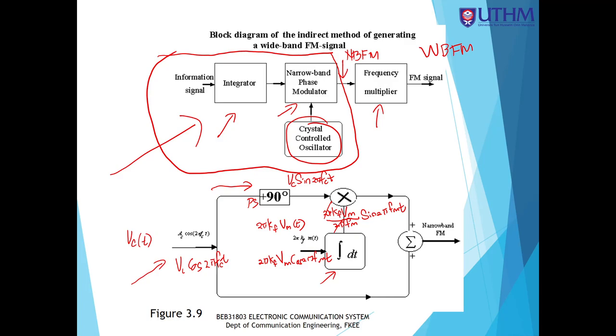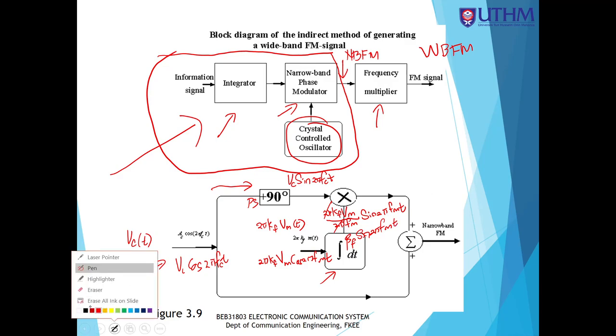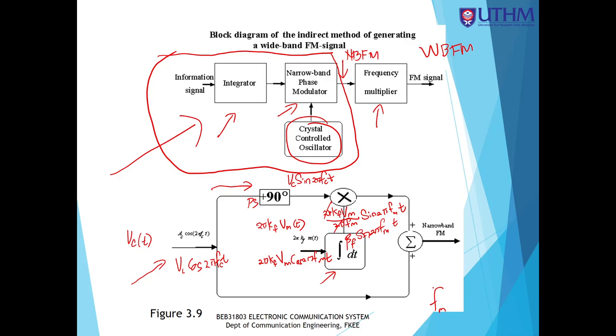Okay, so therefore, here you see that this is 2 pi kf vm. Okay, so 2 pi and 2 pi cancel, so this is beta f. So I can rewrite again. Saya boleh tulis semula, dia adalah beta f. Okay, because it is kf vm over fm. So beta f sine 2 pi fmt. Okay, sorry, m is supposed to be subscript, fm subscript. Okay, so here is beta f sine 2 pi fmt.